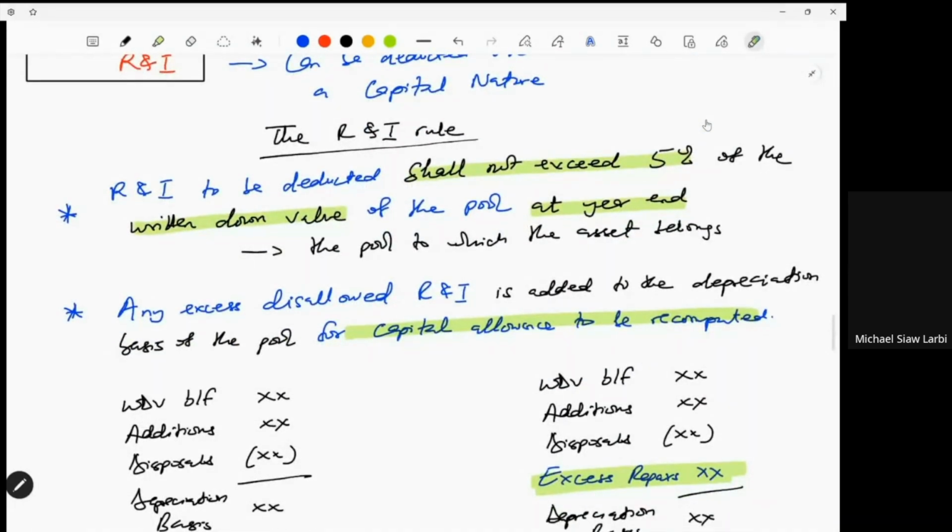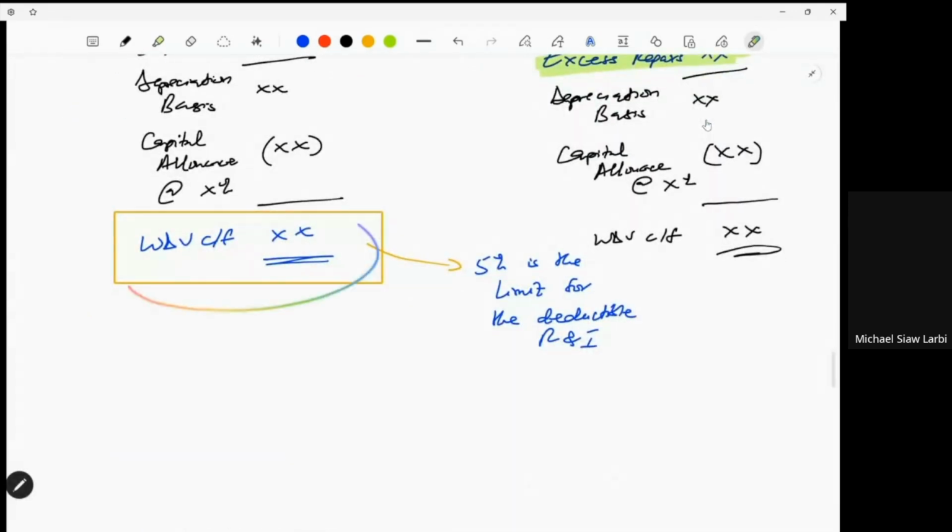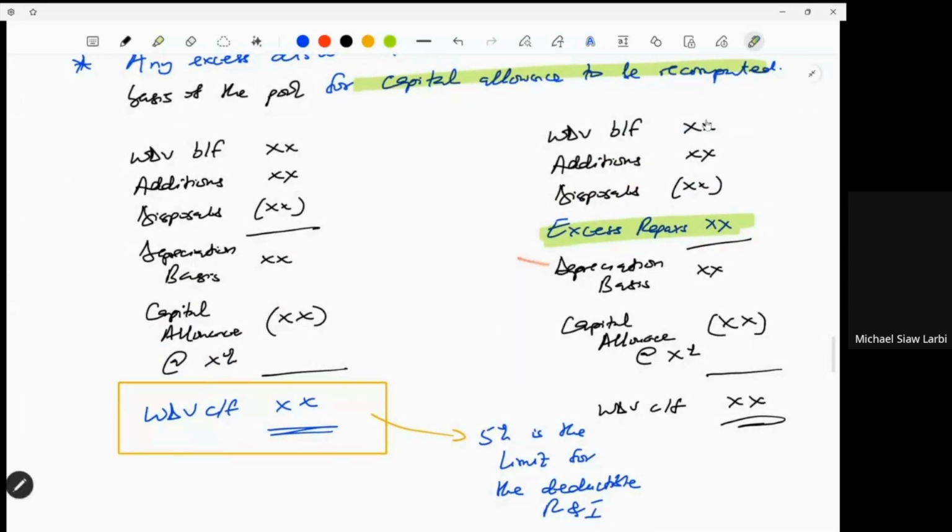If you do the math, and let's say 5% of the amount here gave you 15,000, remember I said the repairs amount is 10,000. You can deduct the full 10,000 because it doesn't exceed the 5% threshold. So if the repairs amount is less than the 5% threshold, deduct everything as an allowable deduction. But if it is more, then you only allow up to the 5% threshold. The excess will come and add to the capital allowance calculation for it to be recomputed. Is it clear? Are we good?